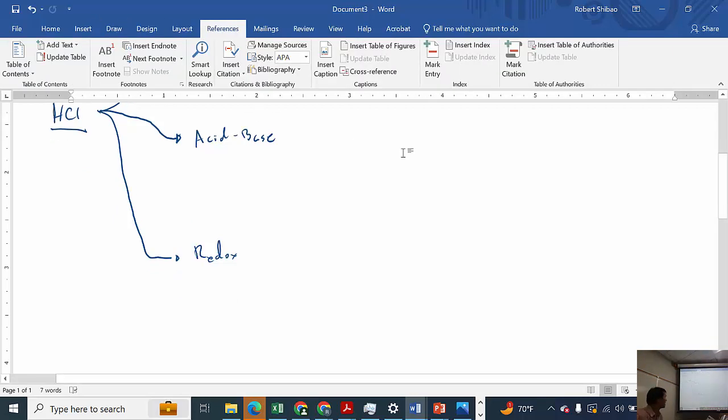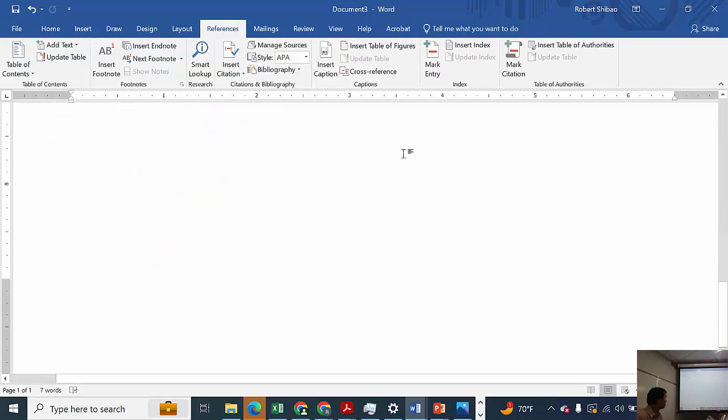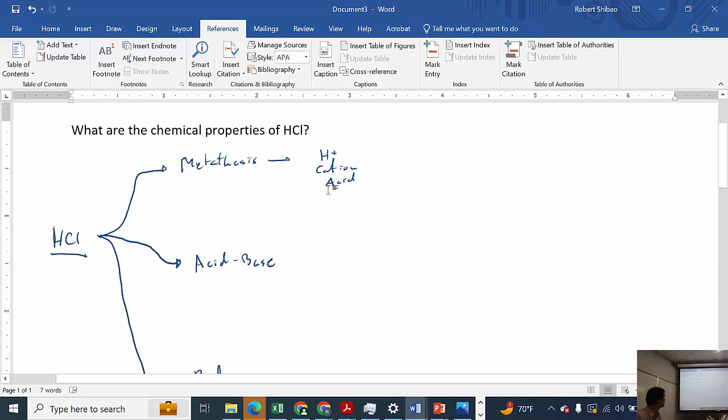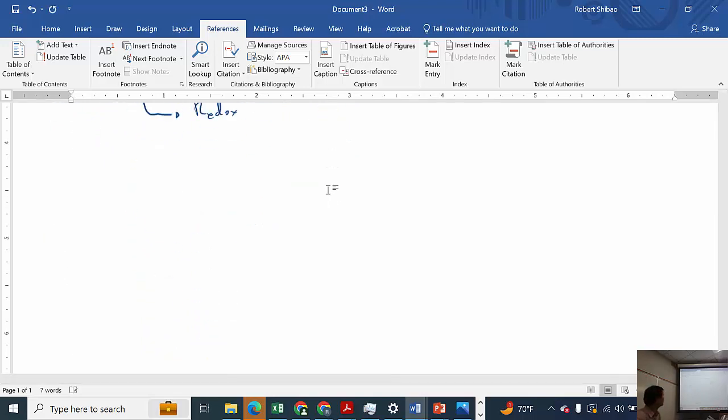Well, getting back to metathesis, there was only ammonia that was not an ion. So let me talk about that here. We'll go down a page here.